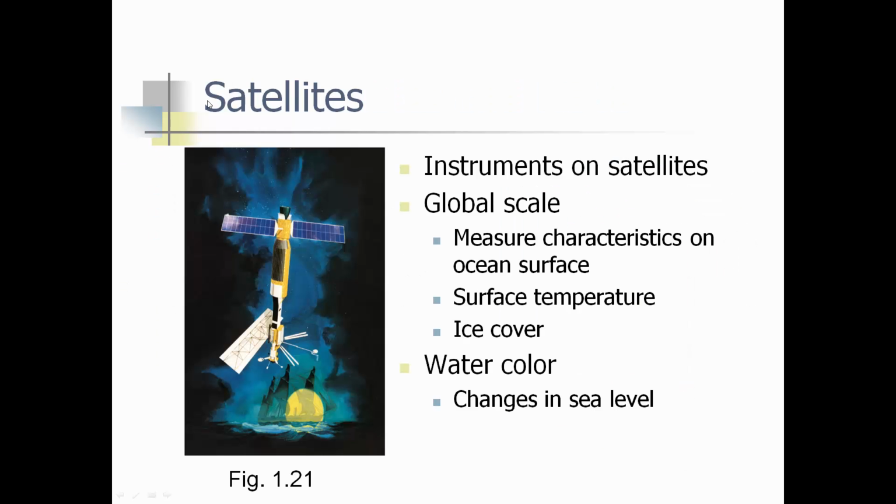Now we do most of our oceanography with satellites. These are instruments on satellites higher up in space. They can measure characteristics of the ocean surface, like surface temperature and ice cover. They can even look at real pictures of ocean color to actually see biologic life. Plankton is a very important thing. They can also measure changes in sea level based on global warming or hurricanes pulling up water, or just storms.